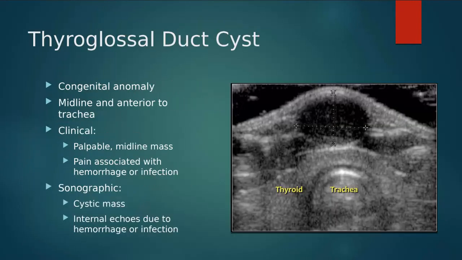Next, we have a thyroglossal duct cyst. These are really cool if you have the opportunity to scan them. These usually are coming in from a patient who can feel this. They're very superficial in a very palpable area. These are congenital anomalies. So these are something that we're kind of just born with. It's going to be located midline of our neck and anterior to our trachea. So again, you can see that it's going to be very, very palpable.